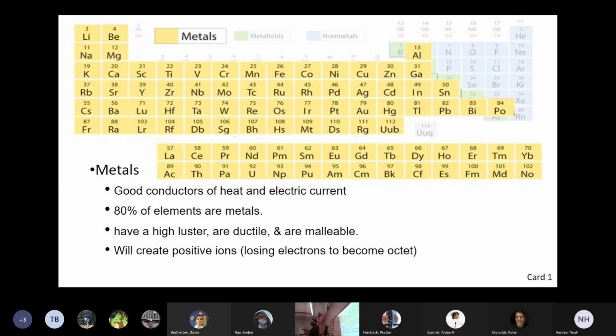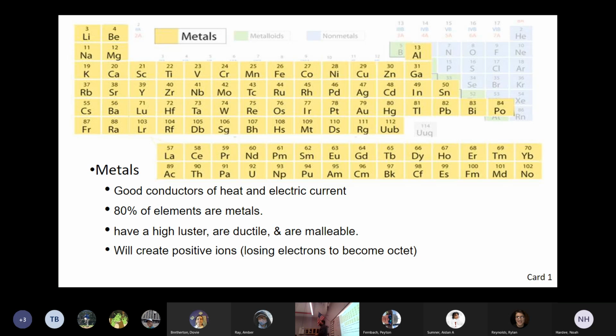Okay. And you probably already know a lot about metals. They're pretty common sense. But metals are good conductors of heat and electric current. Metals want the electrons to move. They want electrons to leave. They want electrons to go places. And that's really important to know about metals.